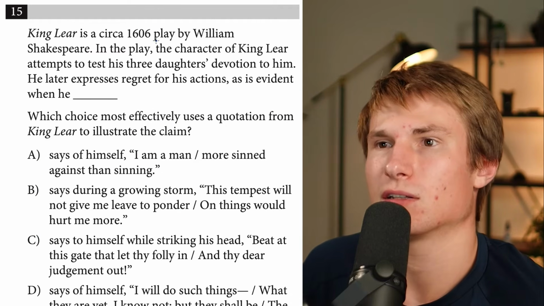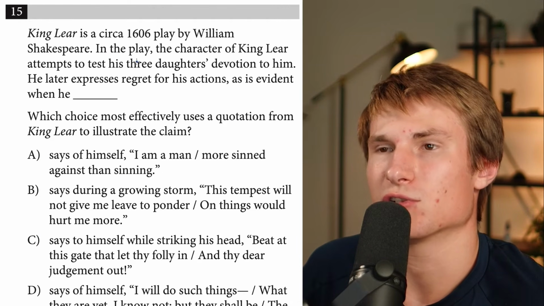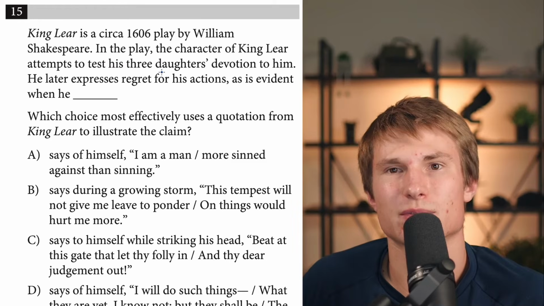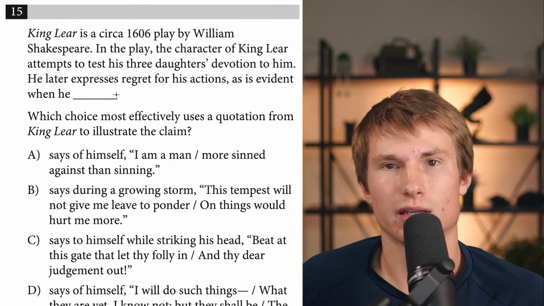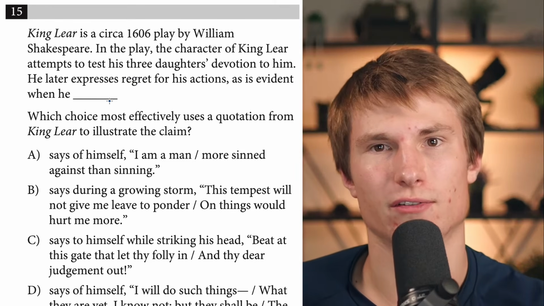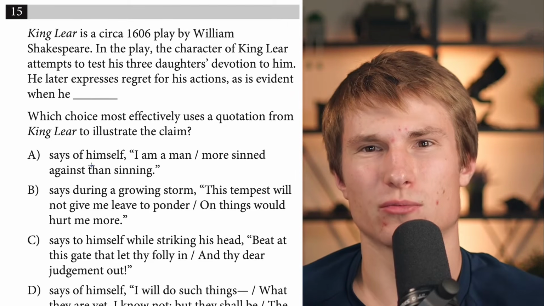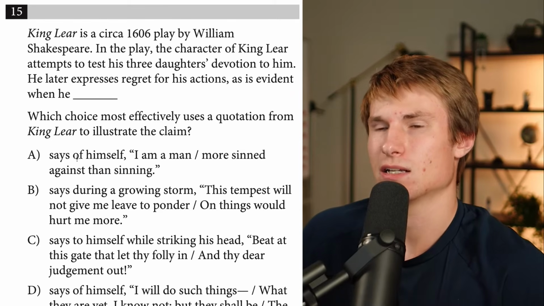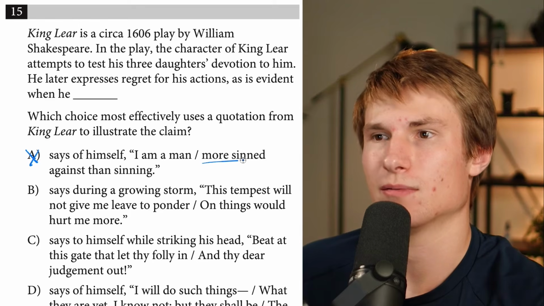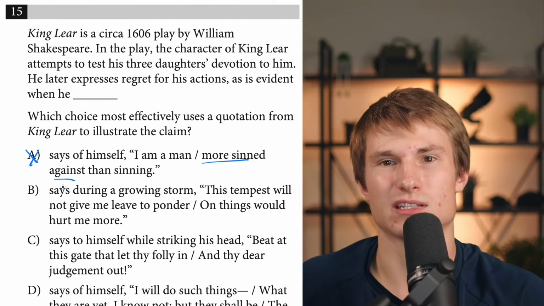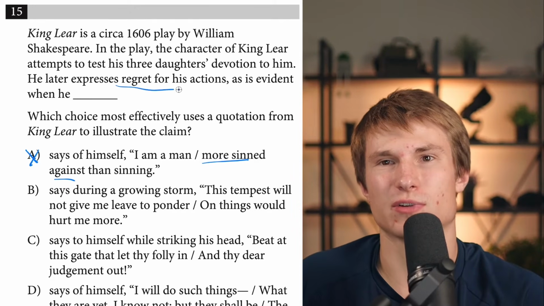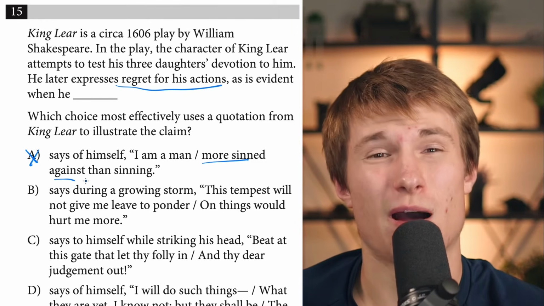Question 15. King Lear is a circa 1606 play by William Shakespeare. In the play, the character of King Lear attempts to test his three daughters' devotion to him. He later expresses regret for his actions, as is evident when he says of himself, "I am a man more sinned against than sinning." That wouldn't make sense. That's basically stating that people sin more against him than he sins himself. Okay, that's not really expressing regret for his actions. It's kind of the opposite of that in a way.